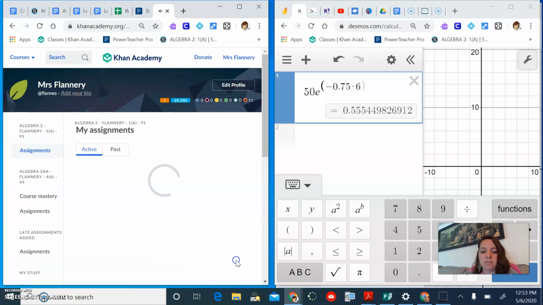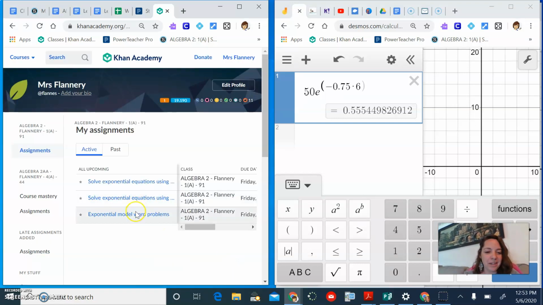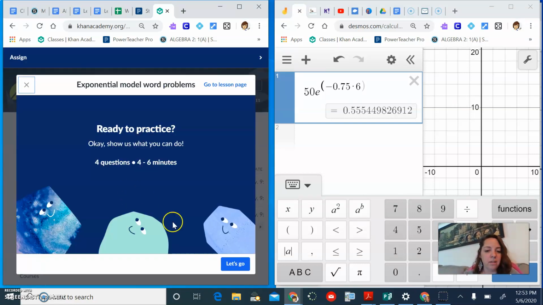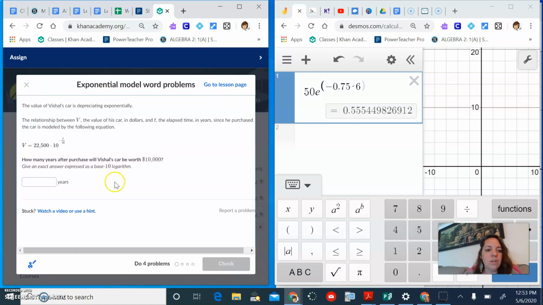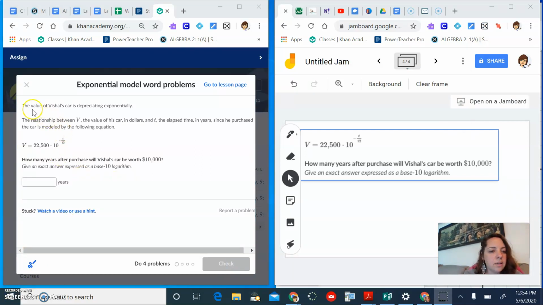All right. So apparently I've done some of these before. It looked like I only had to do one to finish it, so I'm going to go back in and do some more. You can always go back in and do some more. Okay, so this question is talking about somebody's car and that its value goes down exponentially. T is in years, and here's the equation of what it's worth. And then how many years after the purchase will his car be worth $10,000?